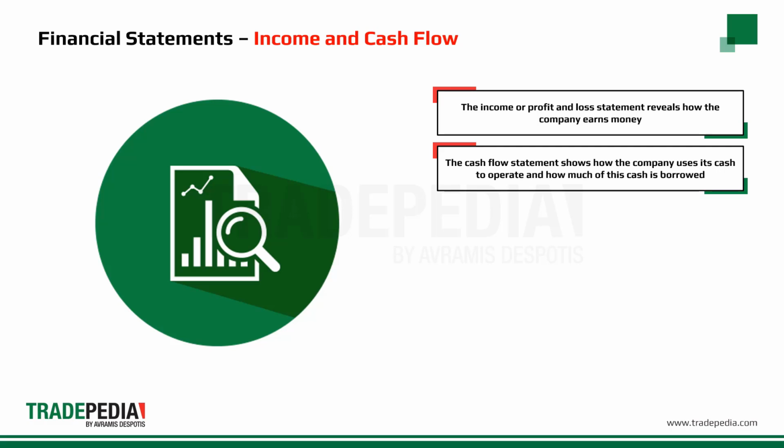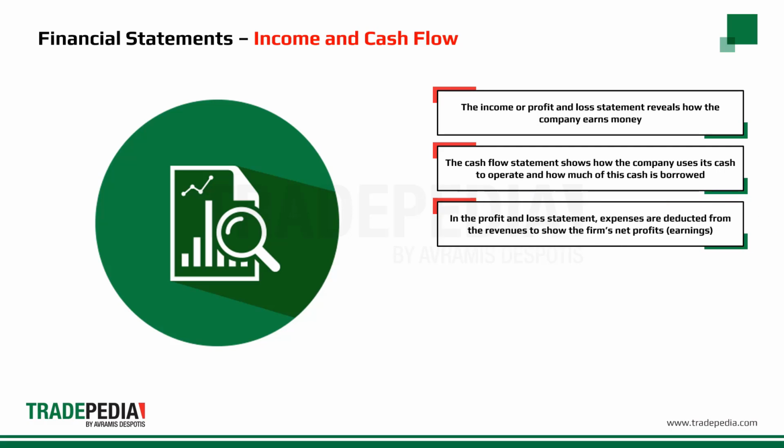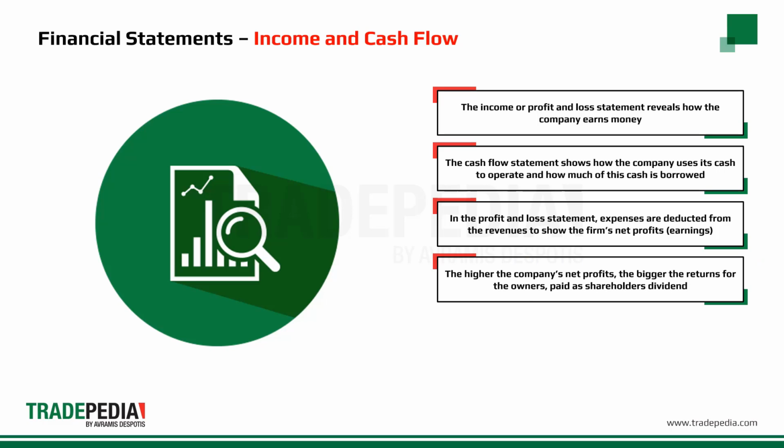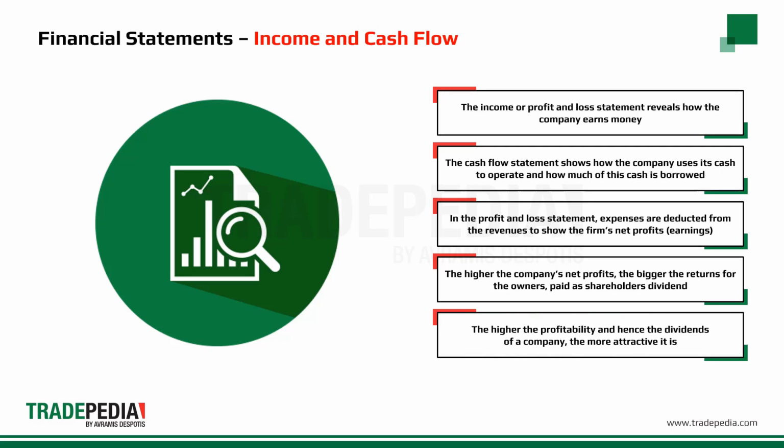In the profit and loss statement, expenses such as operational expenses, interest expenses, or taxes are deducted from the company's total revenue to show us the firm's net profits, earnings. The higher the company's net profits, the bigger the returns for the owners, paid as shareholders' dividend. The higher the profitability, and hence the dividends of a company, the more attractive it is.